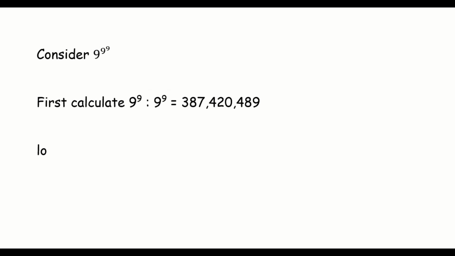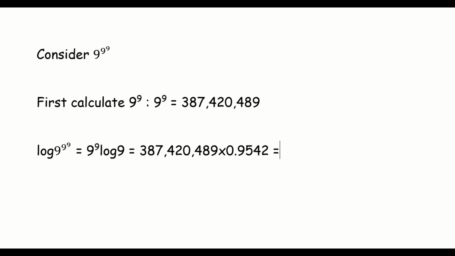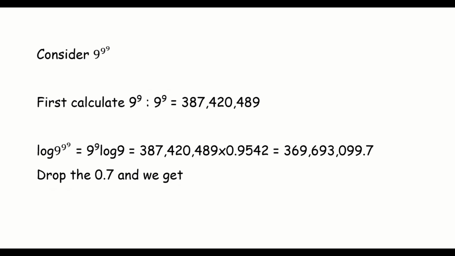So if we take log of 9 raised to the power of 9 raised to the power of 9, using the rules of logs, we can write that as 9 to the 9 times log 9, which is equal to 387,420,489, which we worked out above, times the log of 9, which is 0.9542, and we get the answer 369,693,099.7. Now remember, we drop the 0.7 and we get 369,693,099. We add 1 and we get 369,693,100.